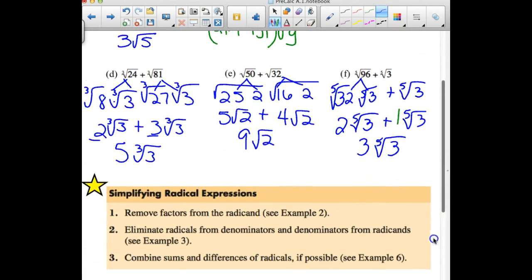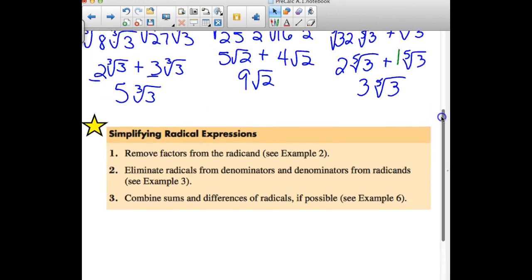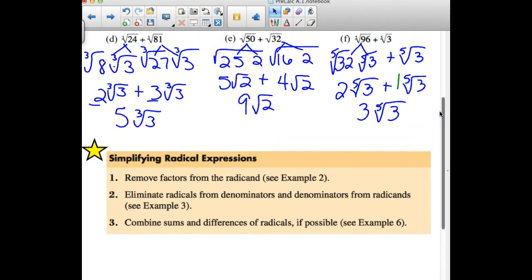All right, so just to summarize, when we're simplifying radical expressions, we want to remove factors from under the radicand. If there's something that we can pull out, like right here, we could pull that 25 out as a nice 5. We need to do that. We want to eliminate radicals from the denominator. That's that rationalizing piece. And then we want to combine sums and differences of radicals if possible. So if we can get them to have those matching radical parts, we want to add and subtract them to simplify.